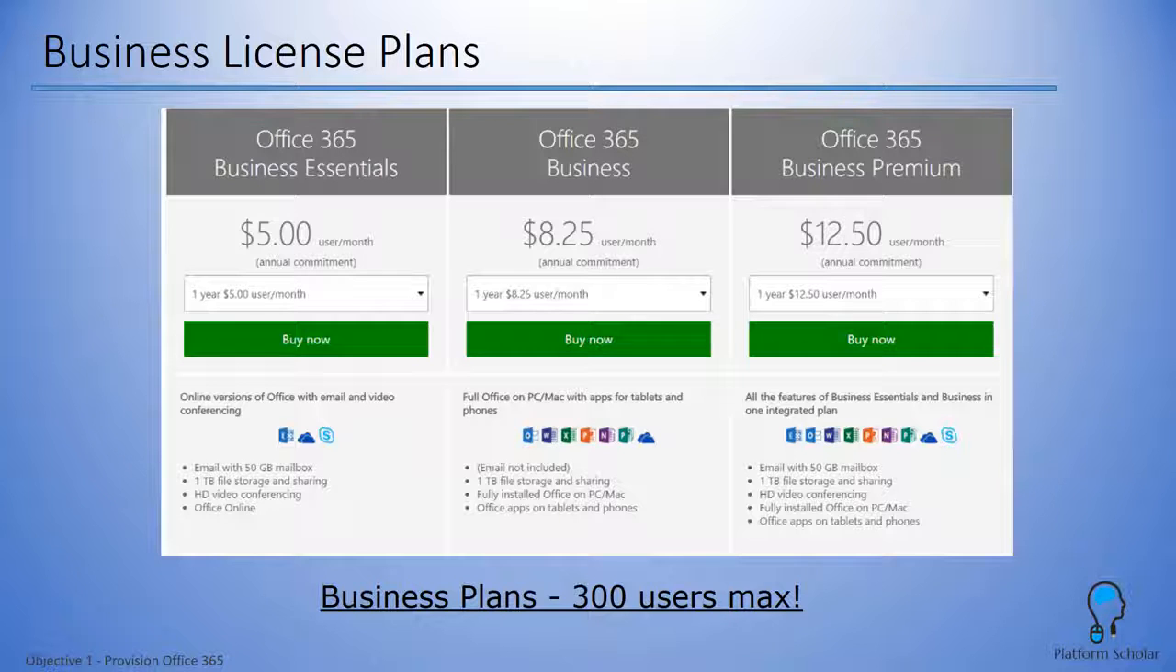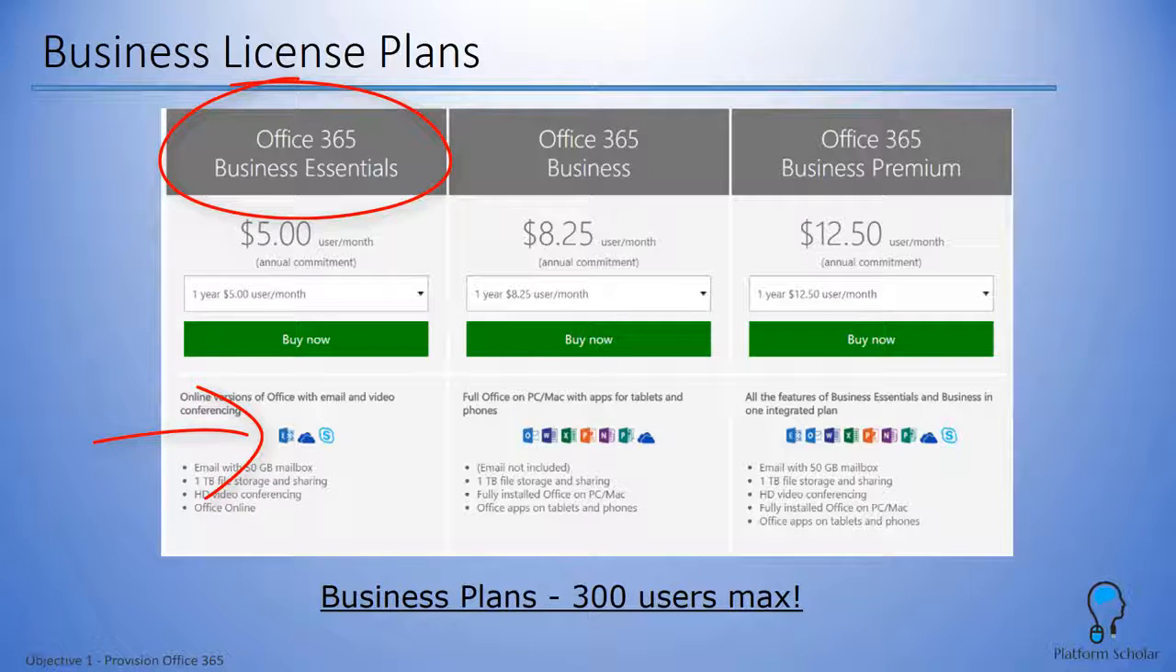Now, this doesn't include enterprise licensing. So if you had enterprise licensing, it wouldn't count towards your 300. And we'll look at enterprise licensing on the next slide. The Business Essentials license package gives you Exchange Online, OneDrive for Business, and Skype Online.